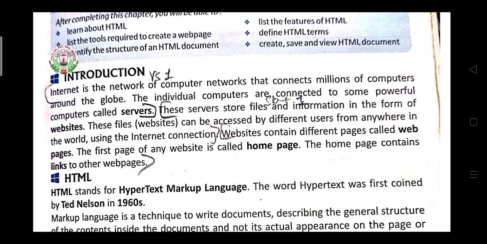And server means individual computers are connected to some powerful computers called servers. What is the use of a server? A server stores our different important files and information in the form of a website. That website you can access with the help of an internet connection anywhere in the world. And a website contains different pages. Those pages are known as web pages, and the very first page of any website is known as the home page.